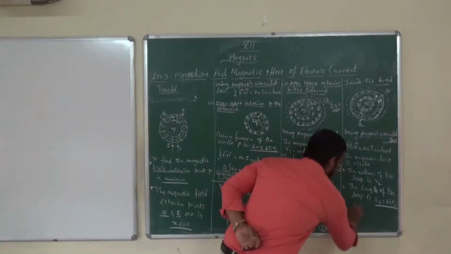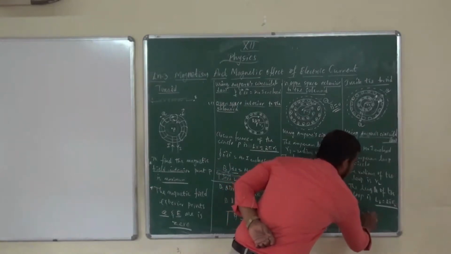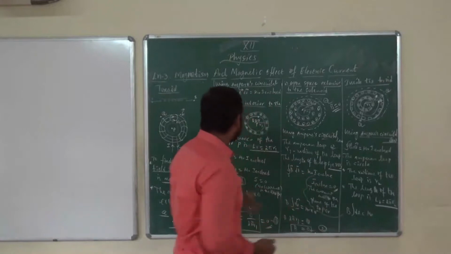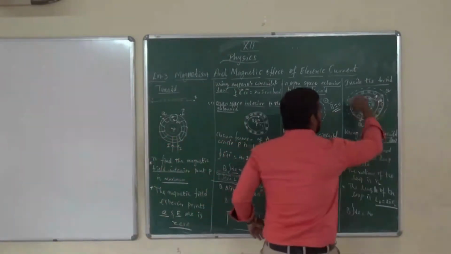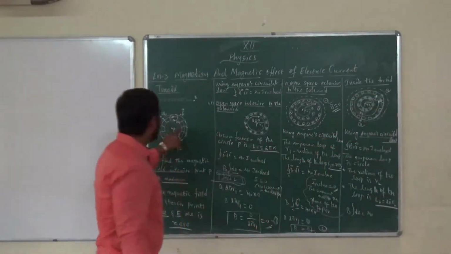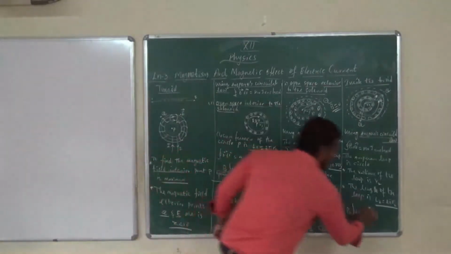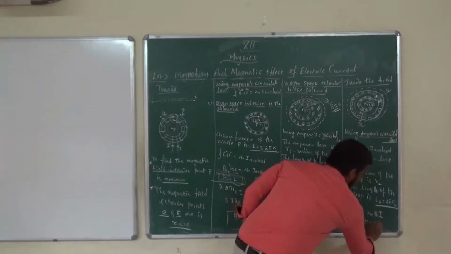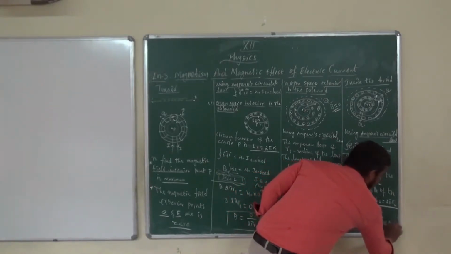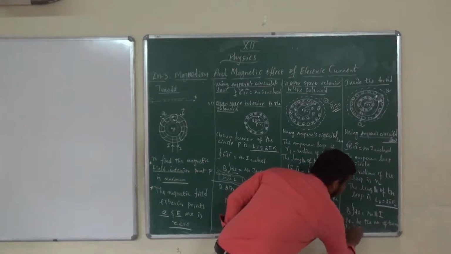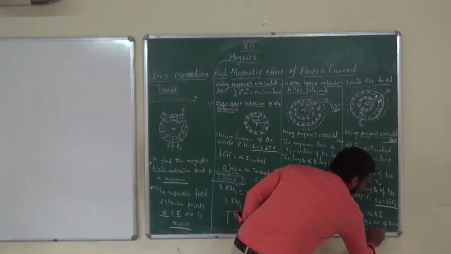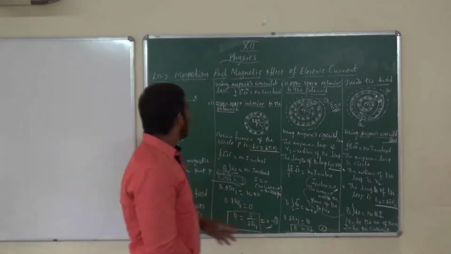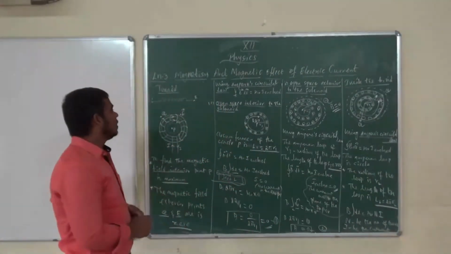So the integral of dl equals mu naught I enclosed, where the current enclosed means the toroid has n number of turns, so mu naught n I. Here n is the number of turns, isn't it? What is I? I is the current through the circle.